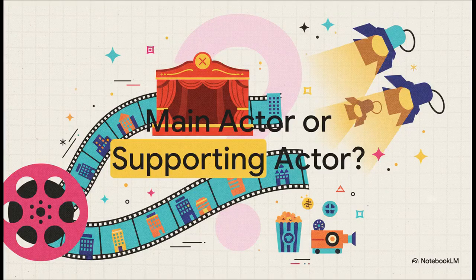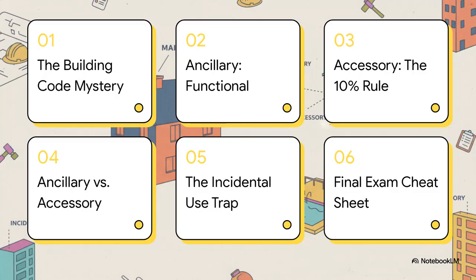Okay, so to get this, I want you to think about your building like it's a movie. Simple enough. You've got your main actors, right? These are the primary spaces, the classrooms, the operating rooms, the big open offices where all the action happens. But no movie is complete without its supporting cast. And in the world of building codes, figuring out who's a supporting actor and who's just, say, a special featurette, well, that changes everything.